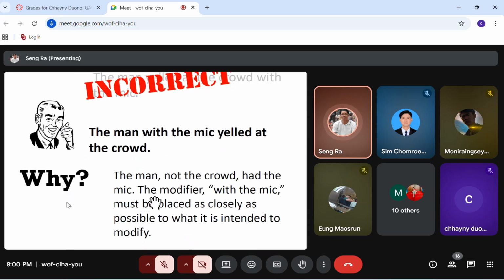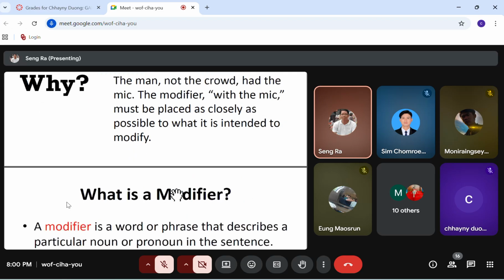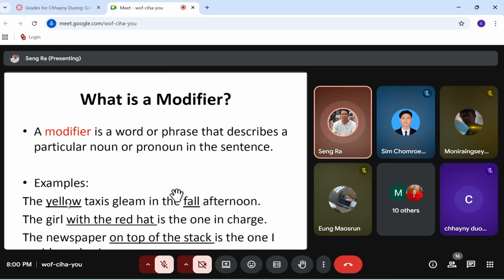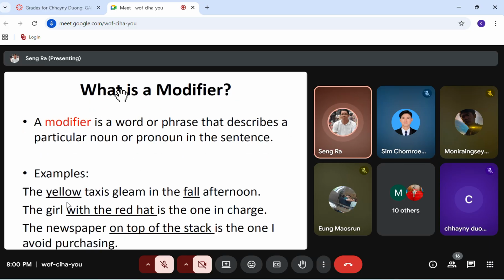So this is the example so far. I mean, we've been talking about this. So what is a modifier? Going back to our lesson, a modifier is a word or phrase that describes a particular noun or pronoun in the sentence. It can be a word or it can be a phrase. Again, a prepositional phrase can function as an adjective to modify a noun or pronoun.